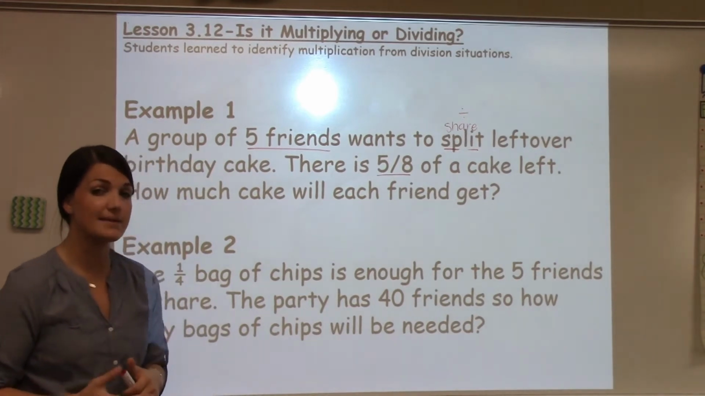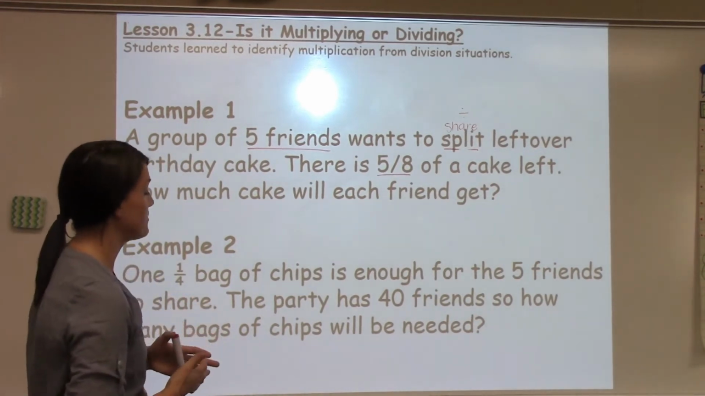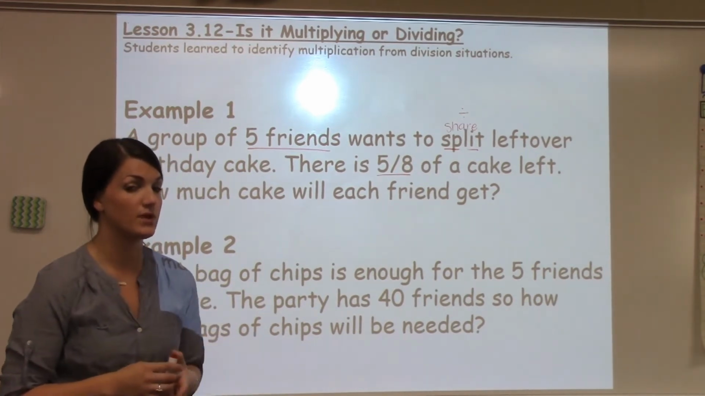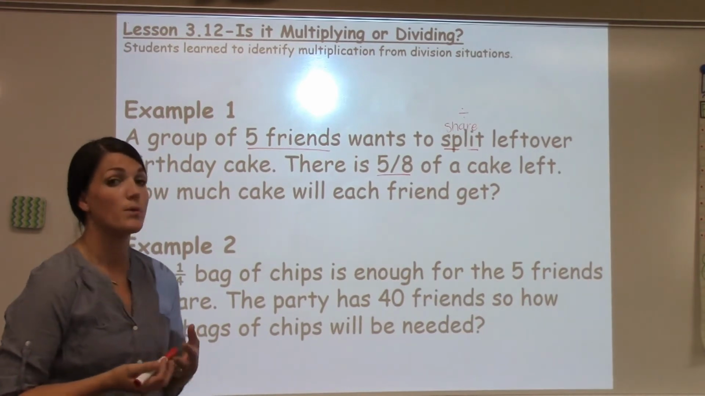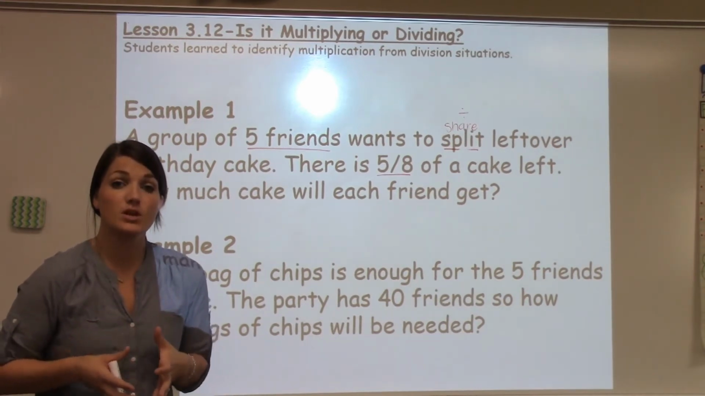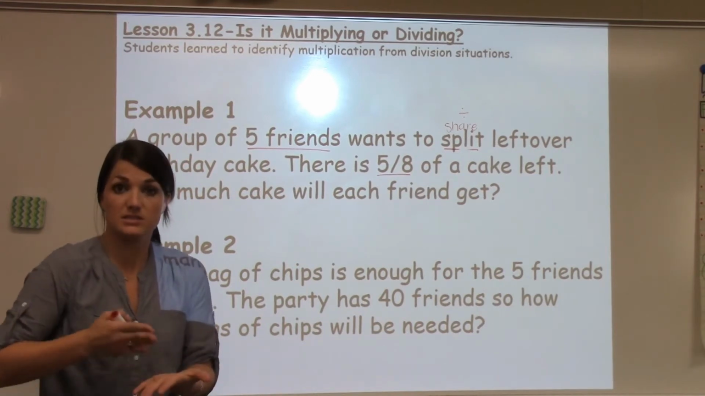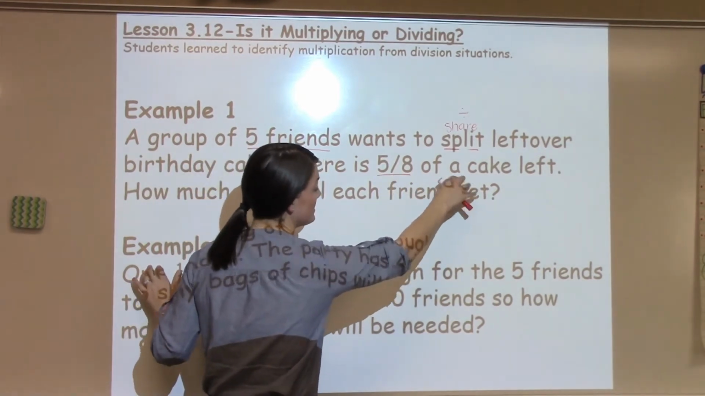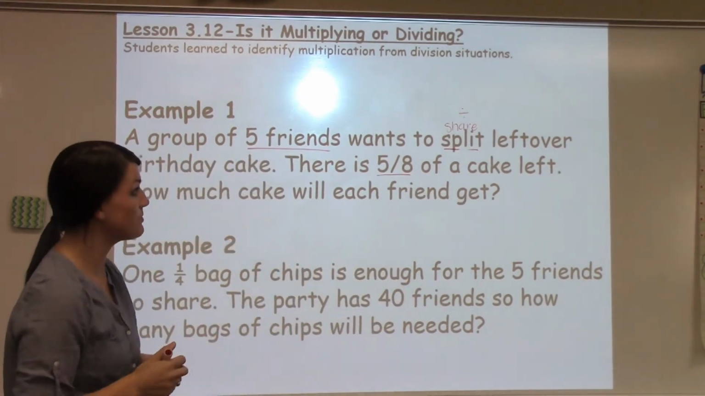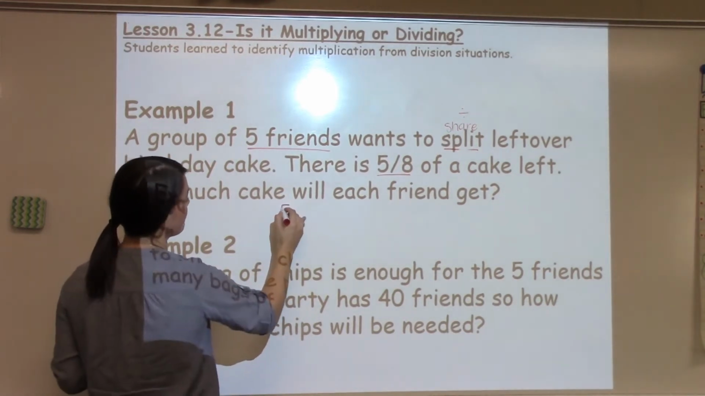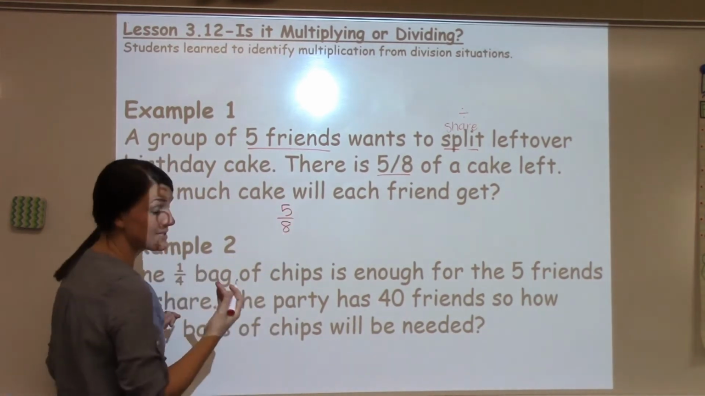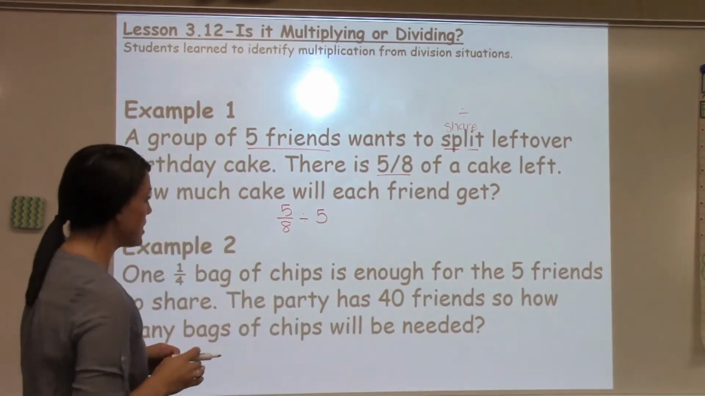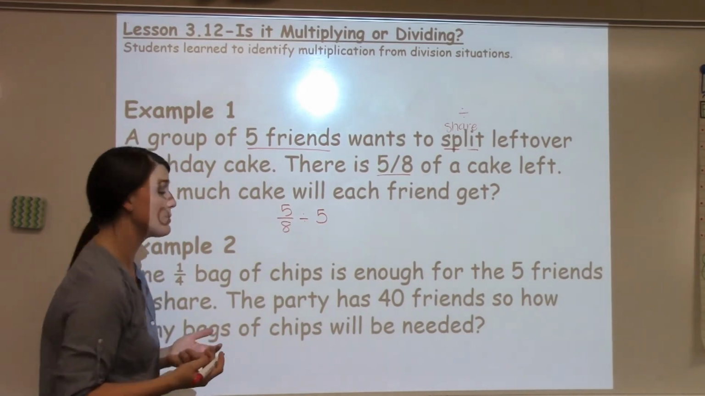Now the next part that is sometimes tricky for students is setting up the problem. Do I put 5 in front or 5/8 in front for my keep, change, flip strategy and for my problem? What we always remind the students is the number that goes in front is the number that is being split up. So I would want to split up my cake, not the friends. The cake would be what I would want to split up. So I need to take 5/8 first because that's what I'm splitting. How much am I splitting it by? 5. So 5/8 divided by 5 is how I set this problem up.